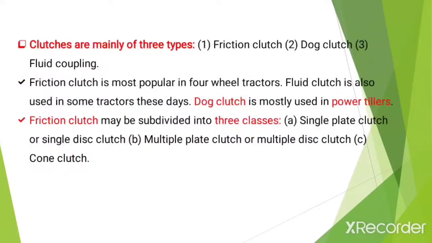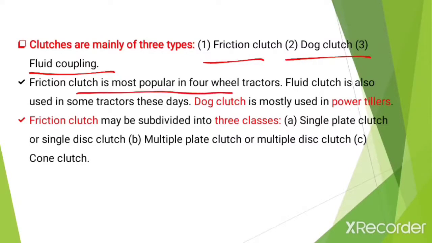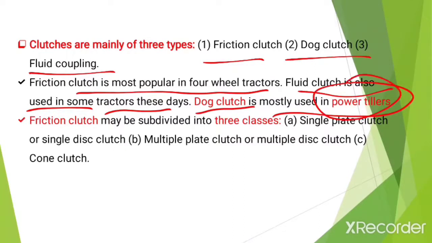Okay, now there are three types of clutches. First, friction clutch, then dog clutch, and last one, fluid coupling. Friction clutch is the most popular in four-wheel tractors, and fluid clutch is also used in some tractors these days. And dog clutch is mostly used in power tillers. This is important. Dog clutch is used in power tillers.